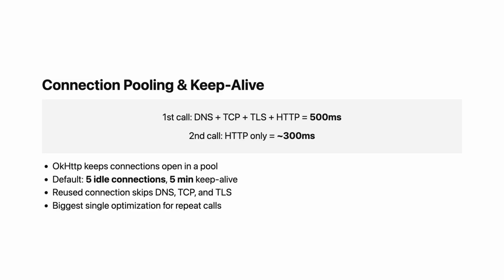That second call might take only 300 milliseconds instead of 500. The third one might be even faster if the server responds more quickly. By default, OkHttp keeps up to 5 idle connections in its pool and holds them open for 5 minutes. This is why your app feels faster after the first few API calls. It is not your imagination. The connections are literally warmer.